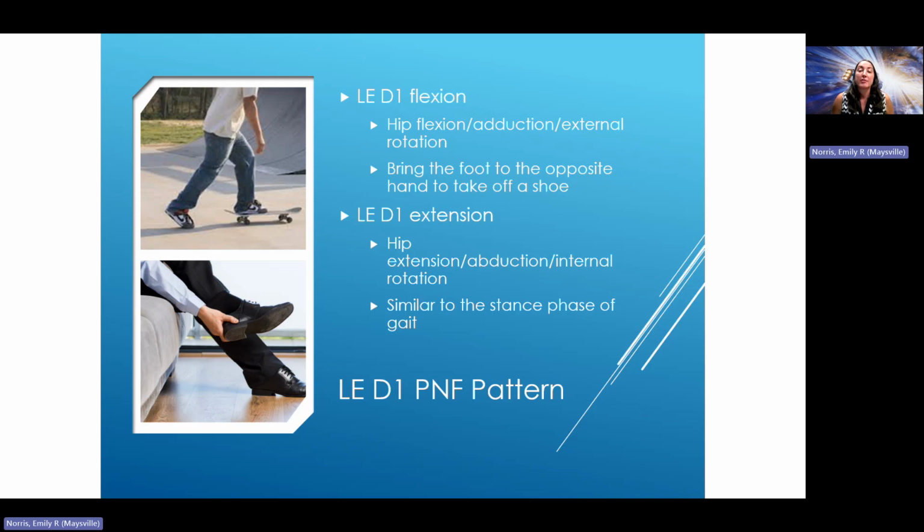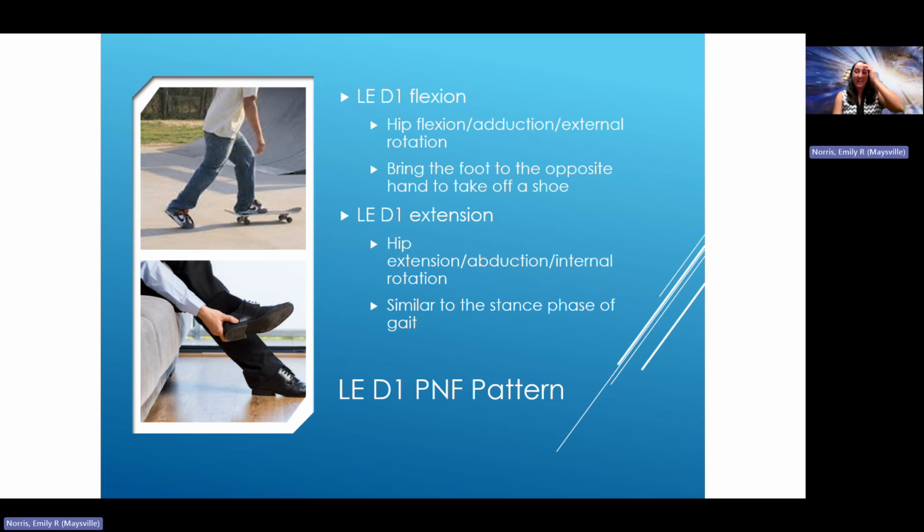For your lower extremity patterns, that D1 PNF pattern, D1 flexion, your hip is flexed, adducted, and externally rotated, almost like you're bringing your foot across to put on a shoe. I'm going to stand up and see if it will still record me or if I fade into the background. So also kind of like that Peter Pan leg. So you go flex, adduct, and then externally rotate. That is D1 flexion, and then the extension goes to extend, abduct, and externally rotate.